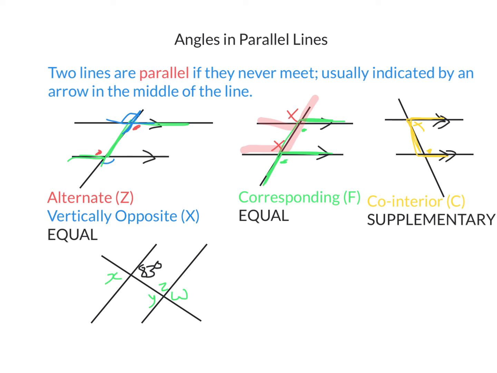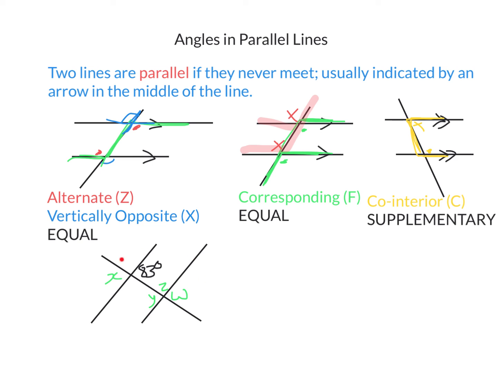They are supplementary, meaning they add to 180. So if this angle here was, say, 100, this angle wouldn't be 100, it must be 80, because they have to add to 180. So we're going to use these facts in geometric reasoning. We're going to get diagrams like this and find the value of angles without actually measuring them.